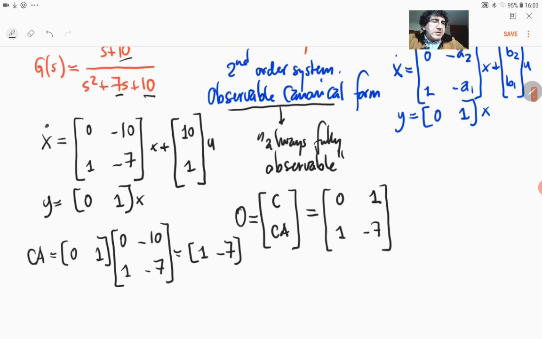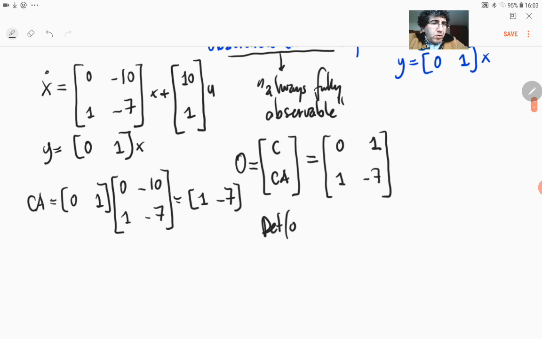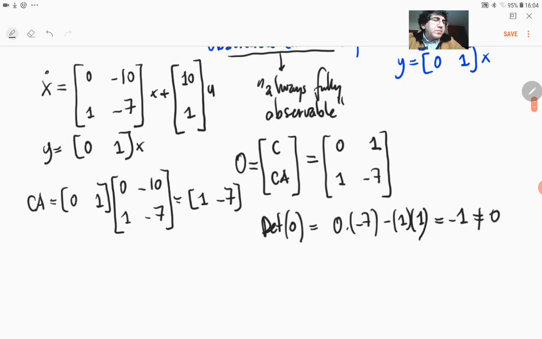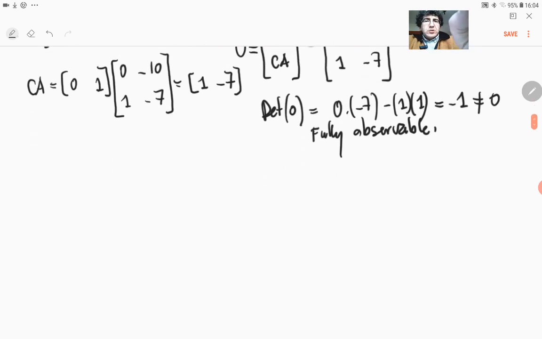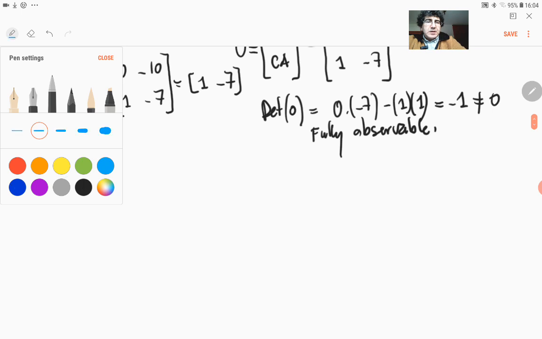Okay, what is the determinant? Determinant of O is equal to 0 times minus 7 minus 1 times 1, which is equal to minus 1. And that is different from zero. Okay, so it is verified to be fully observable. Okay, in fact, we don't need to do this because we know that if we have observable canonical form, we don't expect the system not to be fully observable.